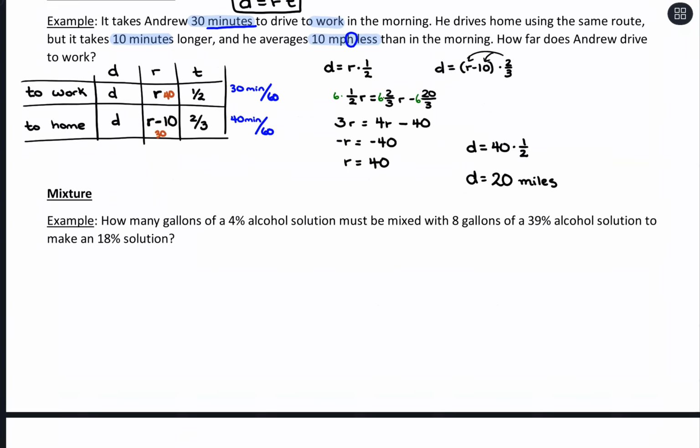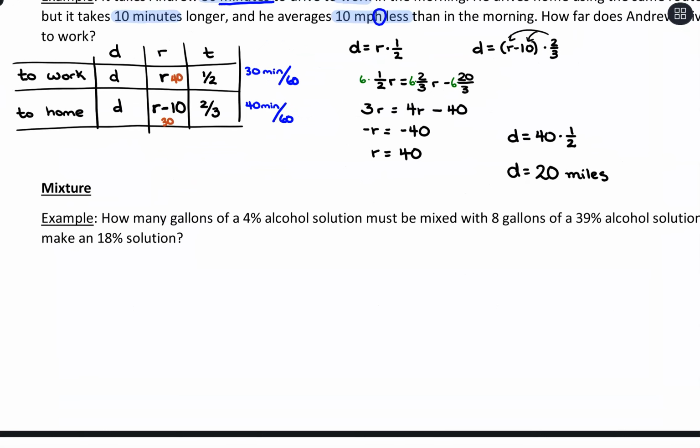Okay, the last scenario I want to look at is with mixture. So with percentages, with mixture, this can also come up with like bank account scenarios where you have a percent interest, or if we're adding a percentage on, it usually comes from multiplication. So let's see what we have here. We have how many gallons of a 4% alcohol solution must be mixed with 8 gallons of a 39% alcohol solution to make an 18% solution.